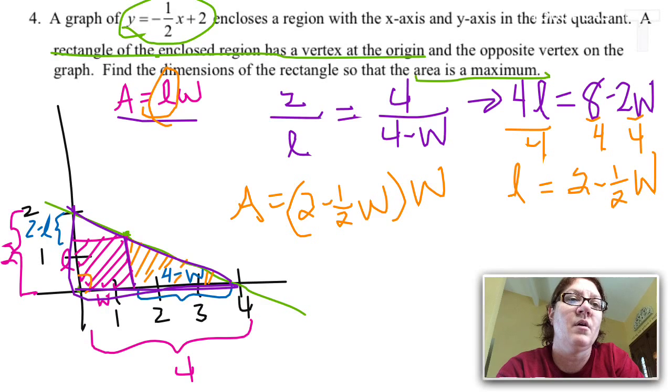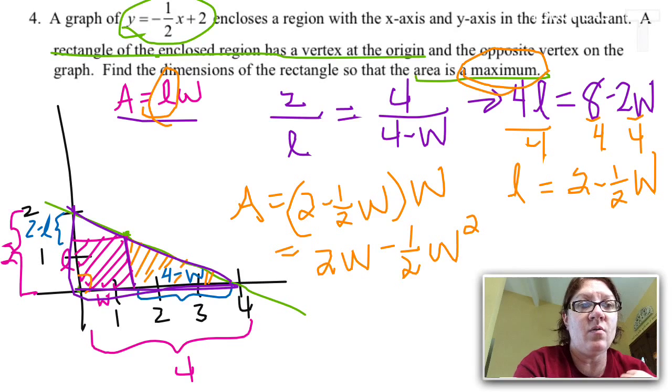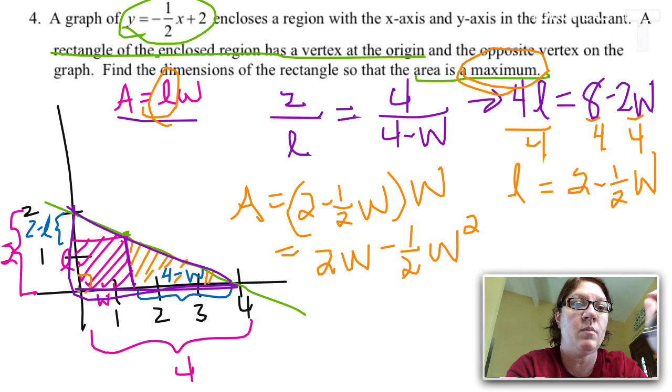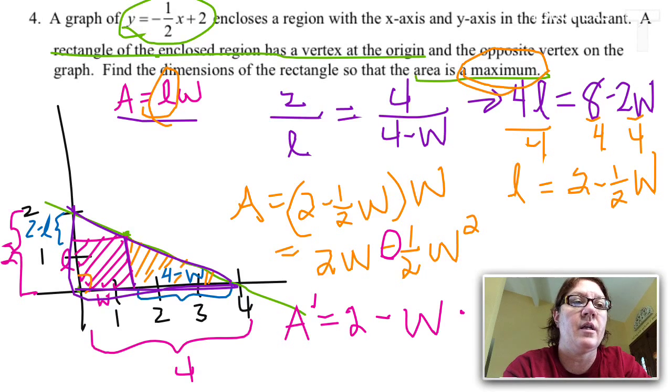Oh boy, I'm going to get a quadratic. I like quadratics because I can find maximums and minimums. Ooh, as a matter of fact, I know this will have a maximum because it is a parabola opening down. So if I want to find the max, of course, I can take the first derivative and I'll set it equal to 0, which will give me W is 2.